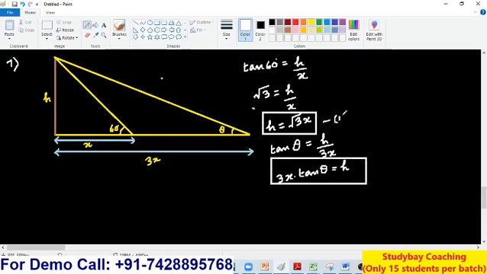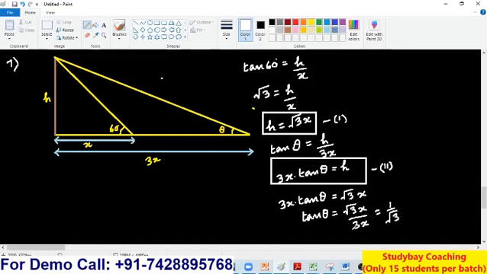Now as you can see, in both cases the right hand sides are equal to h, so we can equalize them directly. We can have it like 3x into tan theta equals root 3x. Now tan theta is equal to root 3x upon 3x, and so this will be equal to 1 upon root 3, and I'm sure now you got the answer. For which value of theta is tan theta 1 upon root 3, the required value is 30 degrees. Alright, this is the final answer for question number 7.